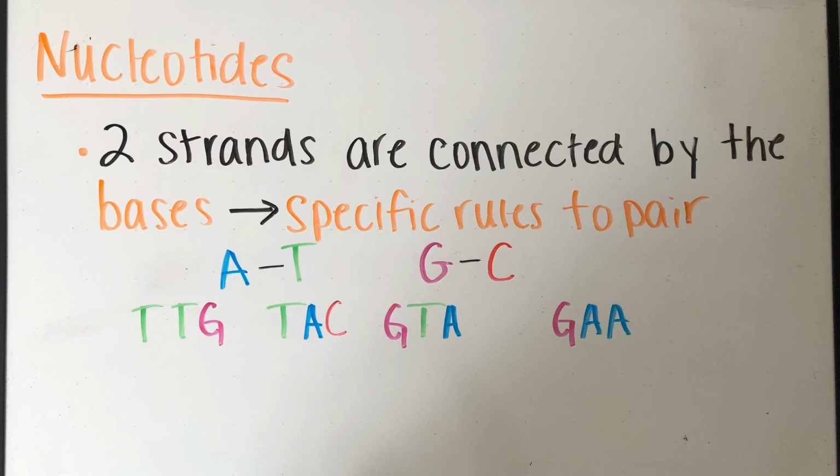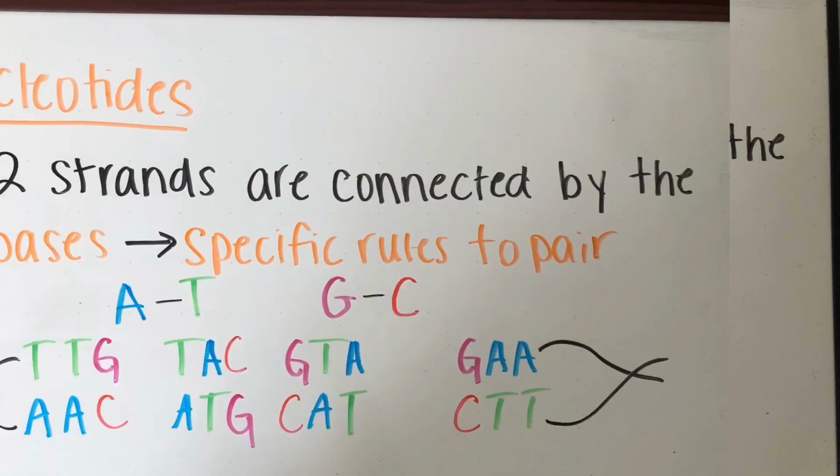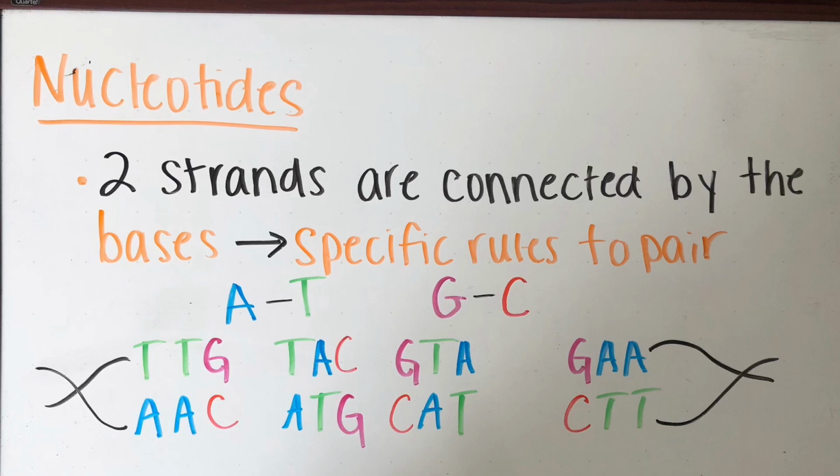Alright, let's do one more practice. This DNA strand says TTG, TAC, GTA, GAA. Okay, now pause the video and I want you to try and figure this out for yourself before you go further. Remember, A connects to T and G connects to C. When you're done doing that, press play and see what I wrote to check your answer. Alright, so now let's check your answer. It should be AAC, ATG, CAT, and CTT.